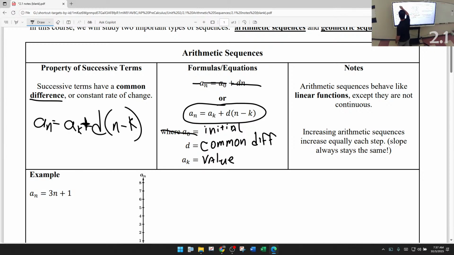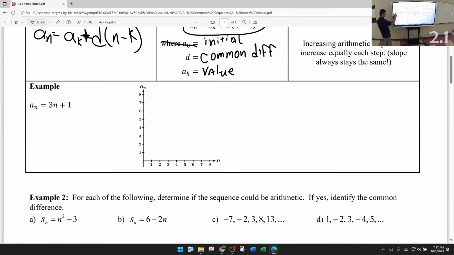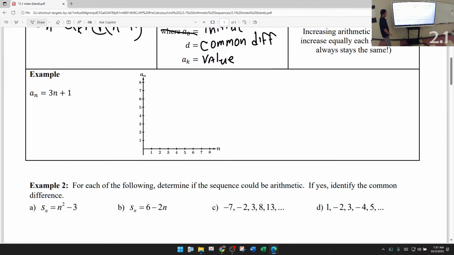Finally, let's get into something. 3n plus 1. I guess they just want me to draw a picture of this. 0 is 1. 0 plus 1, 1. 3 plus 1, 4. 2, 6, 7.